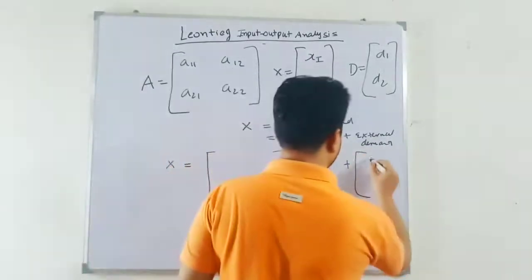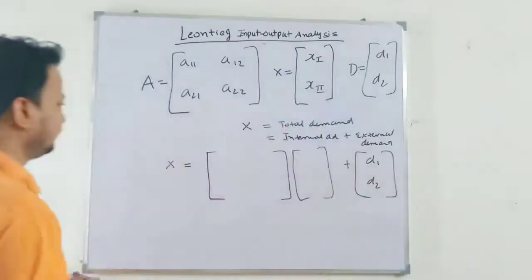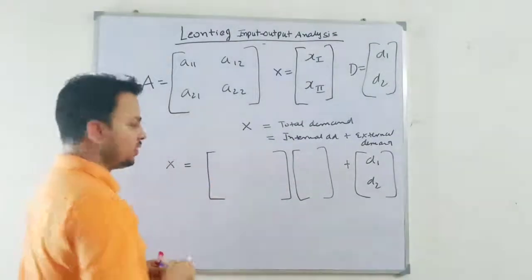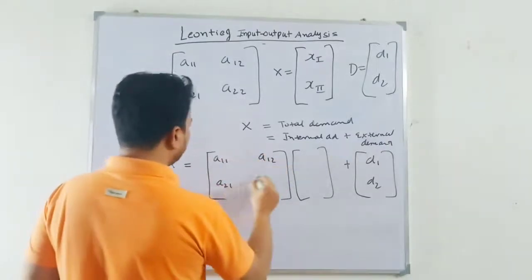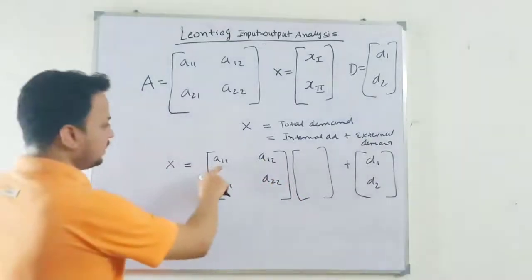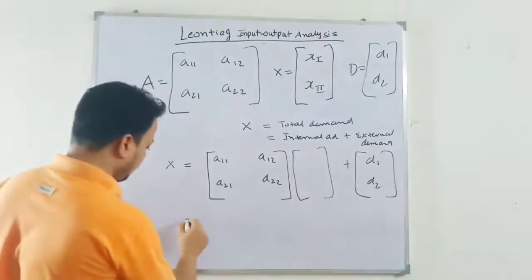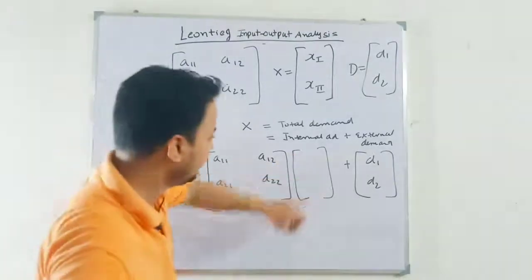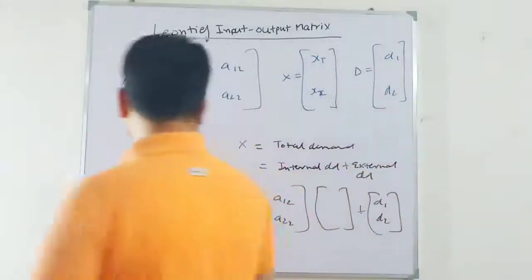Let me write d1 d2. Okay, so I will write this coefficient matrix here, A11, A12, A21, A22, and it is a coefficient of original production that is taking place. Let me give you some logic behind why I am writing this here. We are going to use it in the input output analysis.